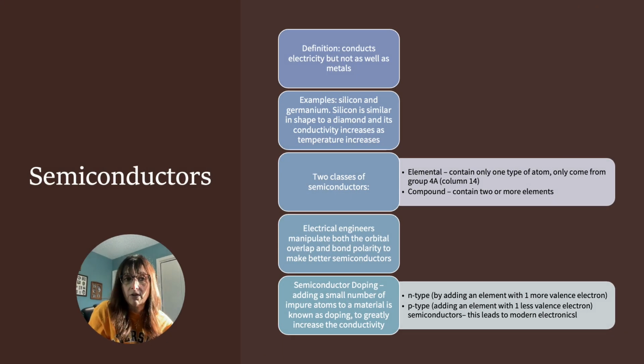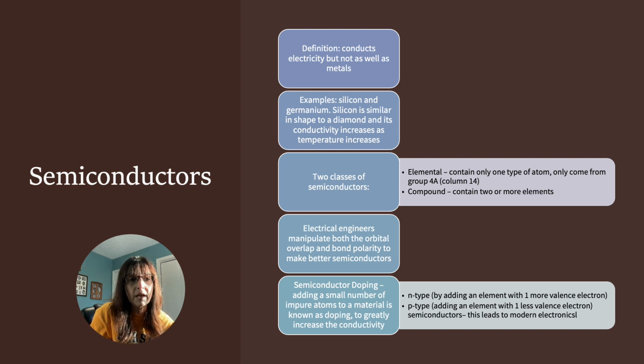Metals are conductors, but network covalent solids are semiconductors. What do we mean by that? Well, it conducts electricity, but not as well as metals. They also don't tend to get hot, which is a great feature if you want to put it in your computer. You want to conduct electricity without melting your computer down. Silicon and germanium are some great examples of semiconductors. Silicon is similar in shape to a diamond, and its conductivity increases as the temperature goes up.